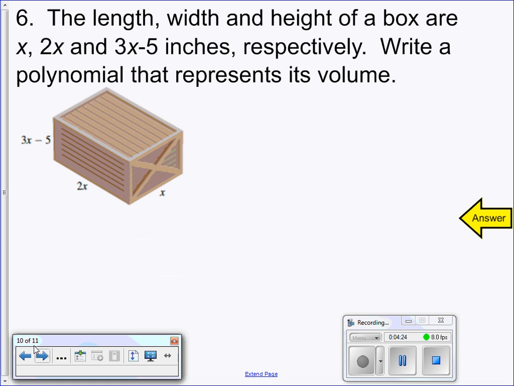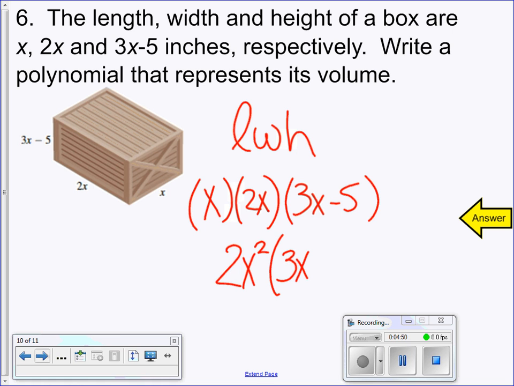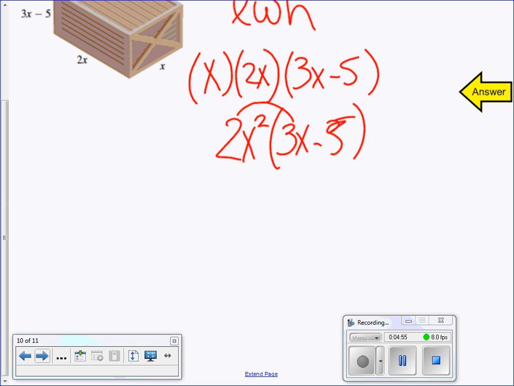The length, width, and height of the box are x, 2x, and 3x minus 5, respectively. Write a polynomial that represents its volume. So that means I've got to take length times width times height. So I'm going to multiply x times 2x times 3x minus 5. I'll multiply these two first. That gets me 2x squared times 3x minus 5. This gets me 6x to the third minus 10x squared.